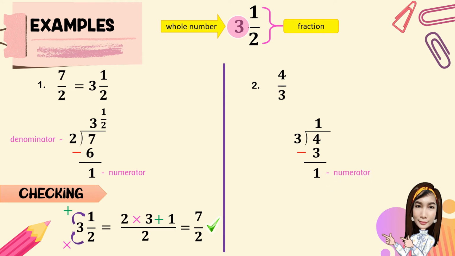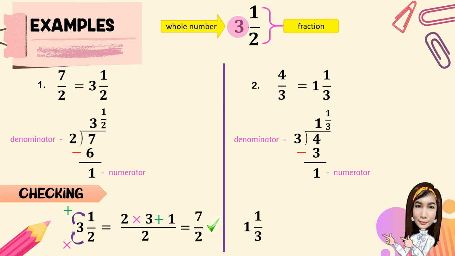1 is the remainder and consider the numerator. And 3 is the divisor and consider the denominator. So we have the fraction 1 over 3 or 1/3. So 4 over 3 or 4/3 is equal to 1 and 1/3.